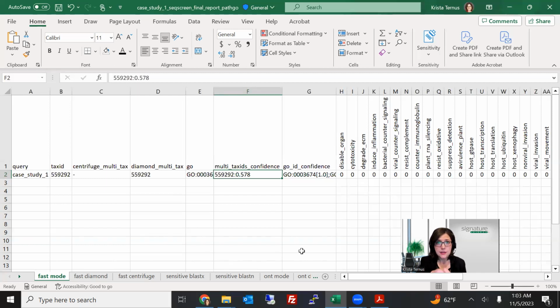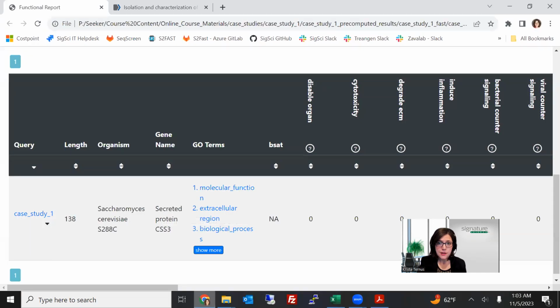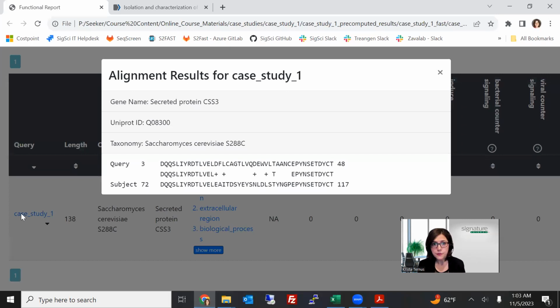So the next thing that I did is that I looked at the HTML report output for fast mode, and that is what I'm showing you now on the screen. If you go to the HTML report and you click on the query sequence, you should see the alignment visualization for this particular sequence against the best reference that it found. And if you are familiar with alignments, you'll notice immediately that there's a very poor alignment in the middle of this sequence. So that's this area right here.